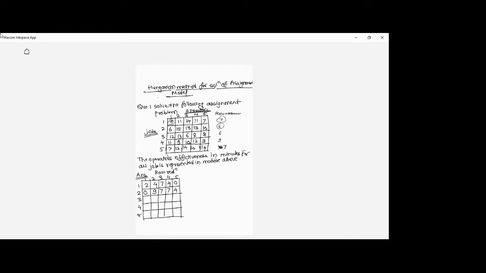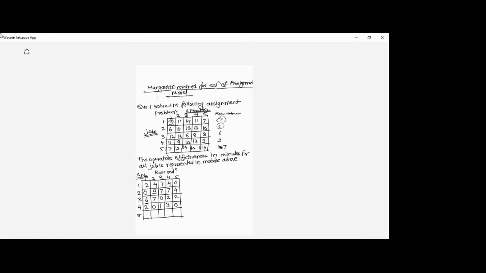So next, for row number 3, 12 minus 6 is 6, 13 minus 6 is 7, 6 minus 6 is 0, 8 minus 6 is 2, 8 minus 6 is 2. Similarly, for row 4, the row minima value is 9. So 11 minus 9 is 2, 9 minus 9 is 0, 10 minus 9 is 1, 12 minus 9 is 3, and 9 minus 9 is 0.